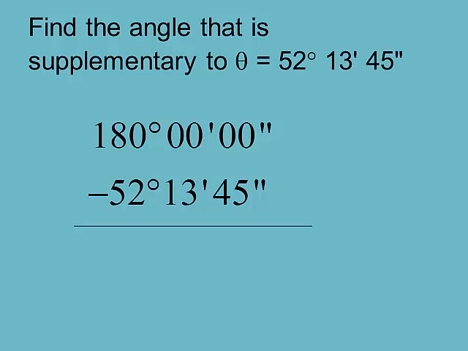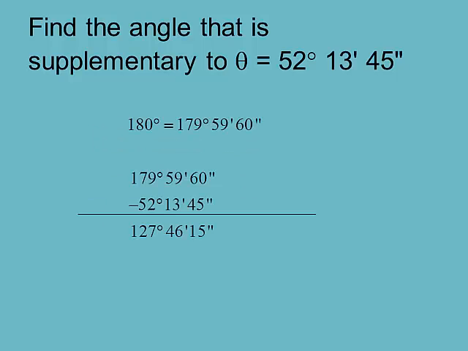You know I've already got the 0 set in. So now I'm ready to borrow a degree from 180, turn it into 60 minutes, borrow a minute, turn it into 60 seconds, and you'll see how we wrap this up. And here's the whole thing. I took 180 degrees and turned it into 159 degrees, 59 minutes, 60 seconds. I subtracted 52 degrees, 13 minutes, 45 seconds from it. And again, this is normal base 10 subtraction now.